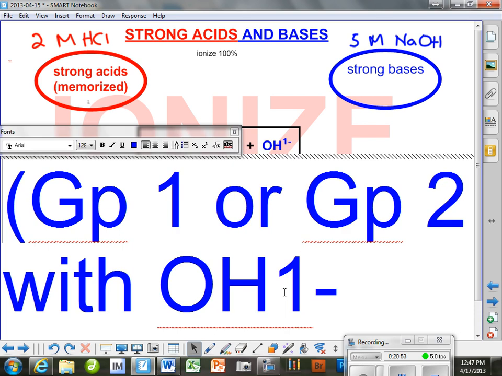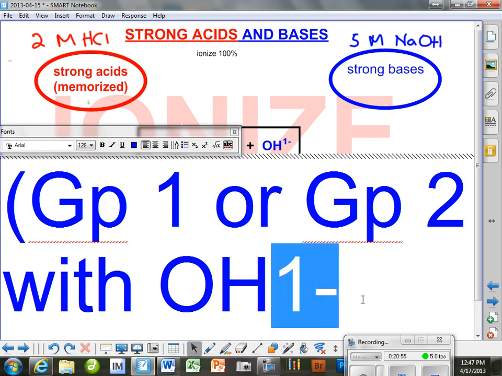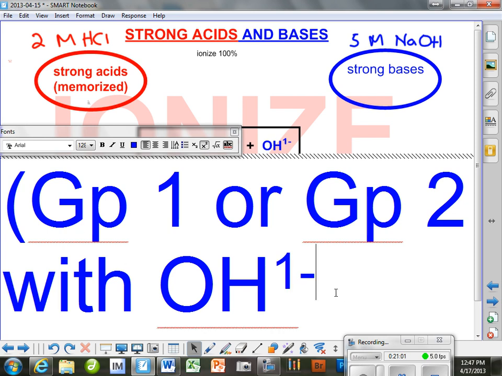Oh, this guy should be an exponent. I'm going to fix that. I have been creating this stuff recently. So let's get this guy back down to a regular and parenthesize him. Okay. So now we know what a strong base is.